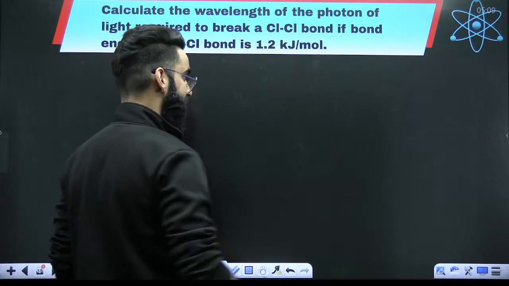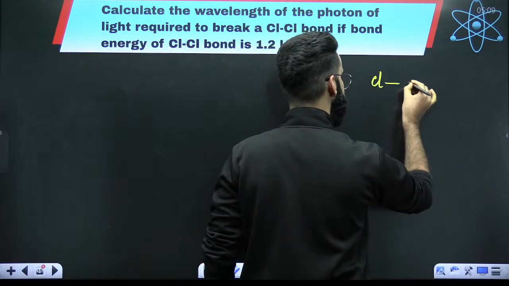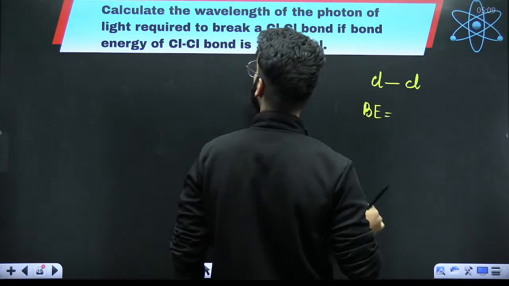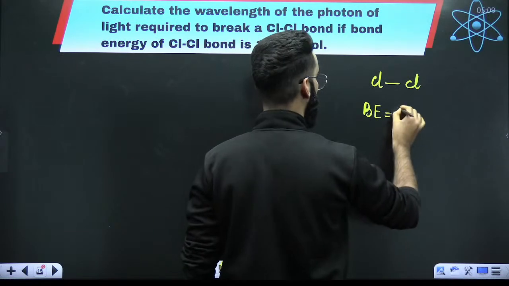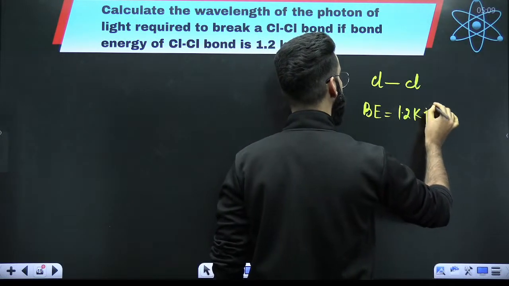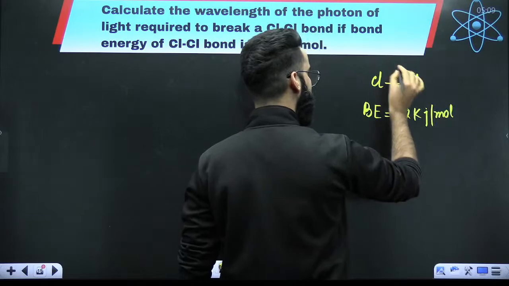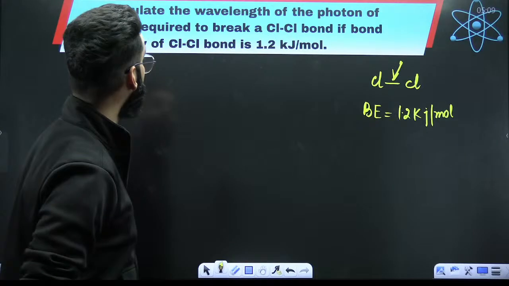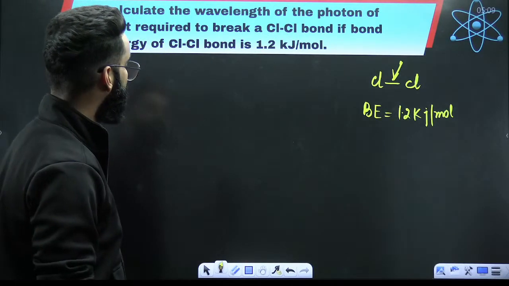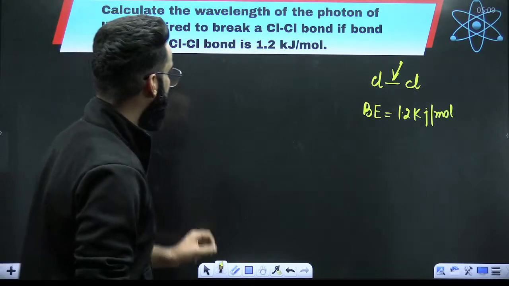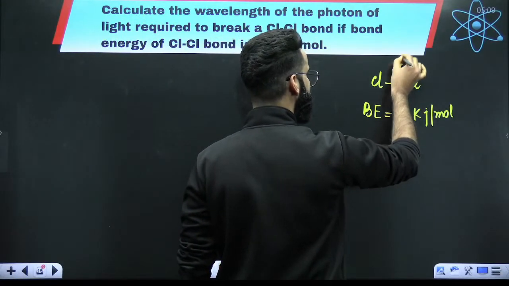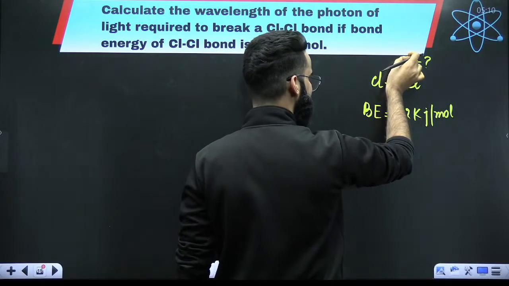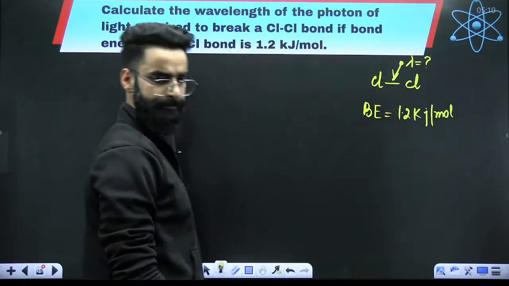Isn't it simple? My dear students, you have got a bond between two chlorine atoms. This is the bond. Bond energy value is given to us as 1.2 kilojoules per mole. Now, there is a photon which is incident on it. What do we have to calculate? We have to calculate the wavelength of this photon, which is enough to break this particular bond.